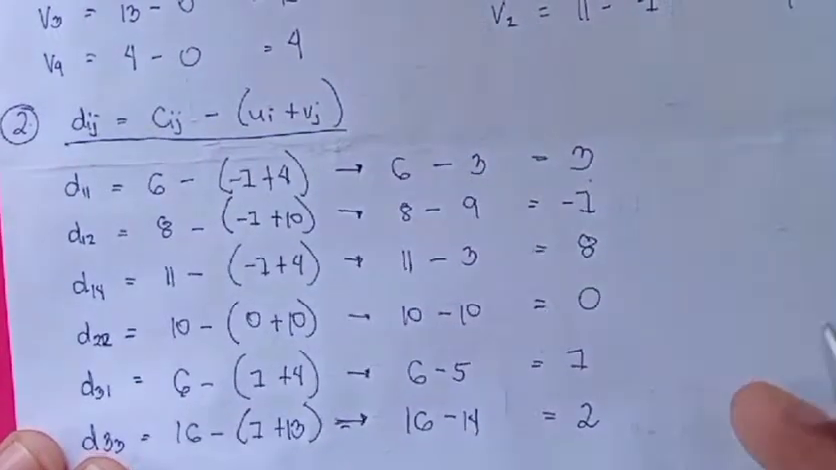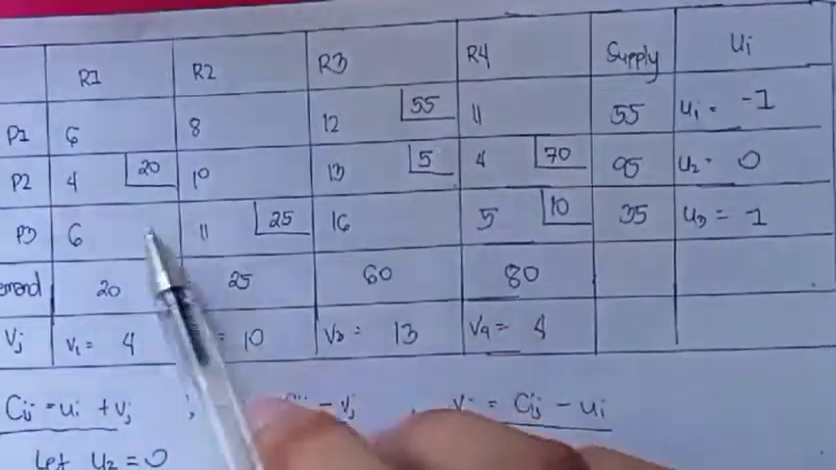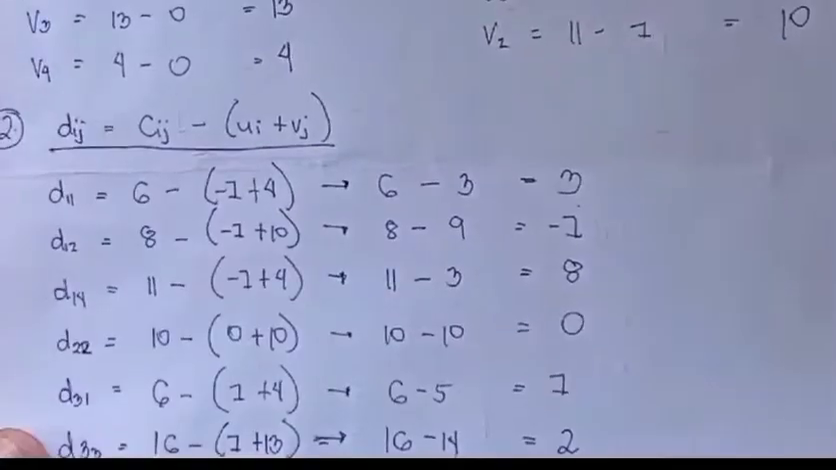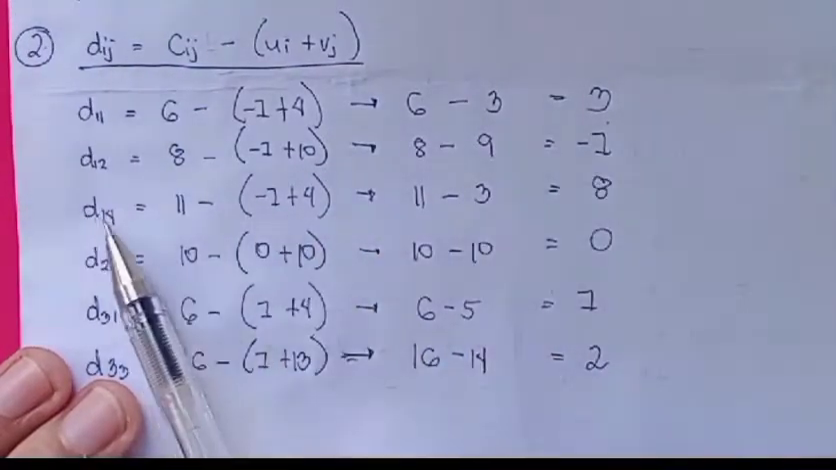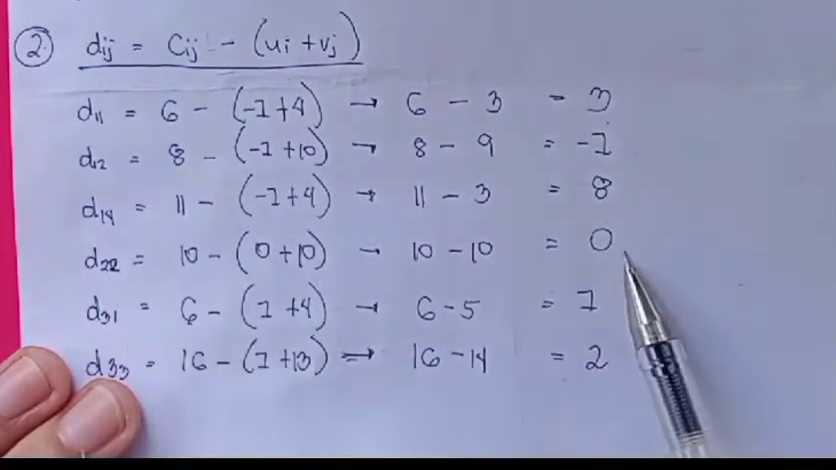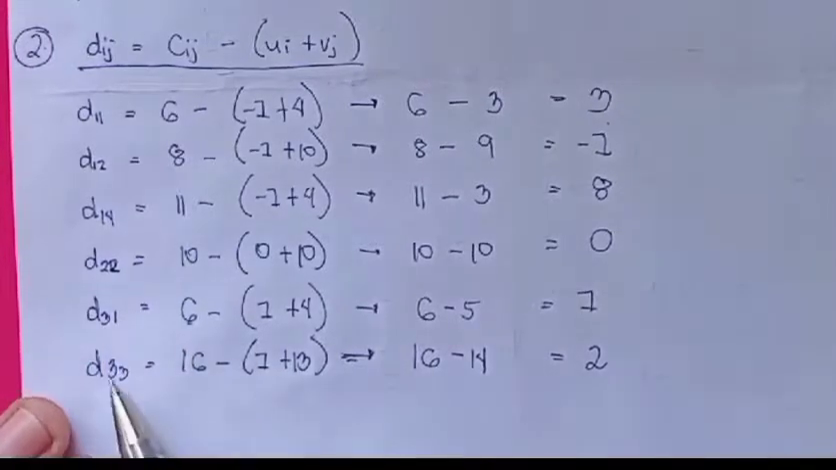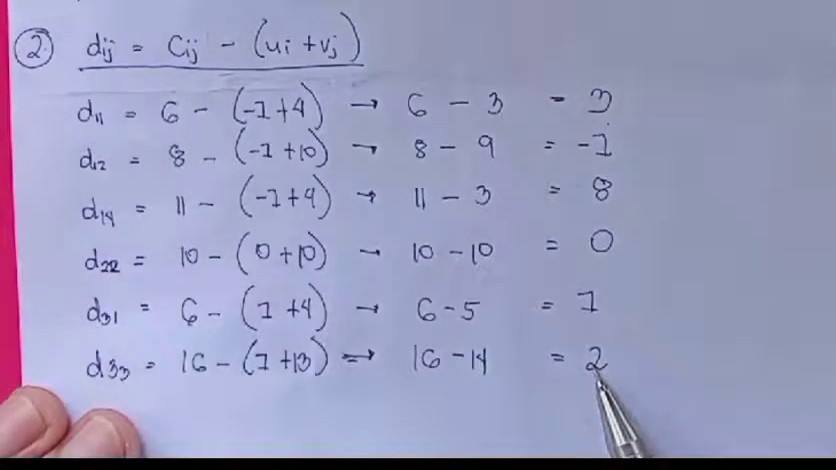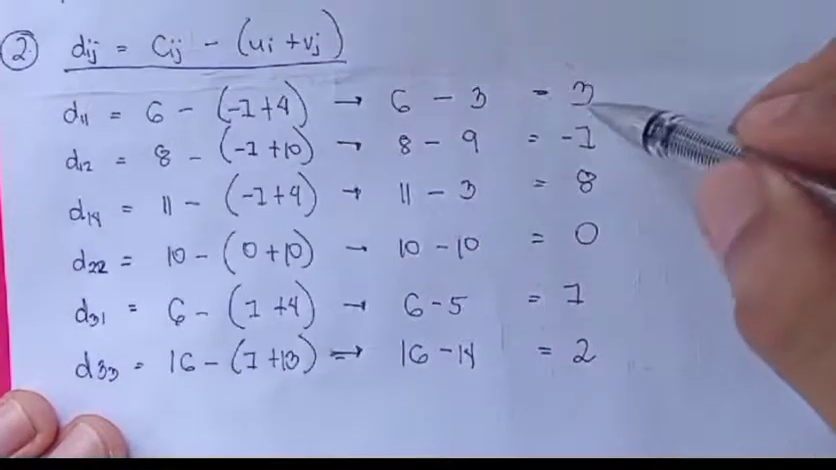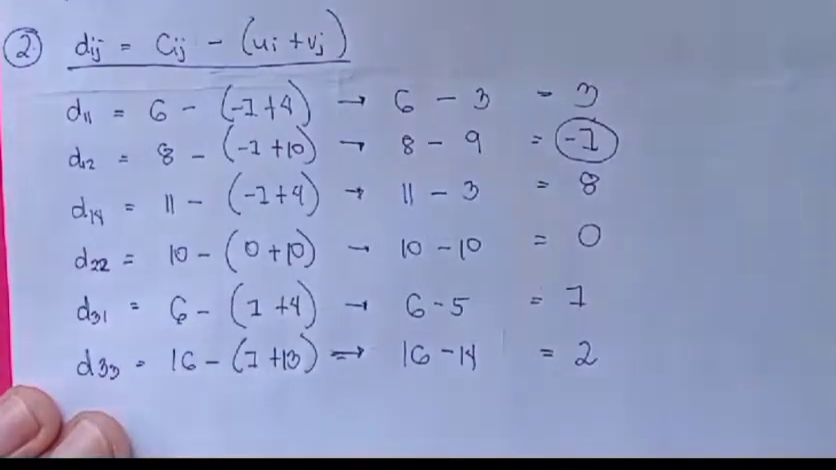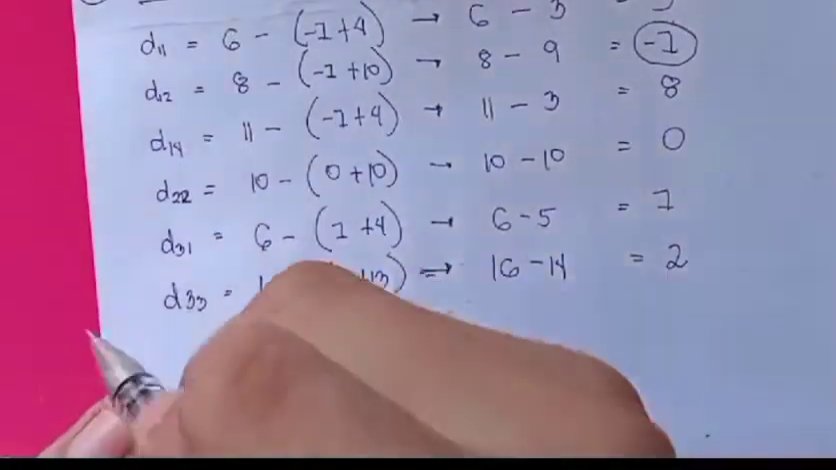So after computing all unoccupied cells, we have D11 is equal to 3, D12 is equal to negative 1, D14 is equal to 8, D22 is equal to 0, D31 is equal to 1, D33 is equal to 2. And we notice that there is still a negative value found in D12, which is negative 1. So we still need to proceed to step 3.